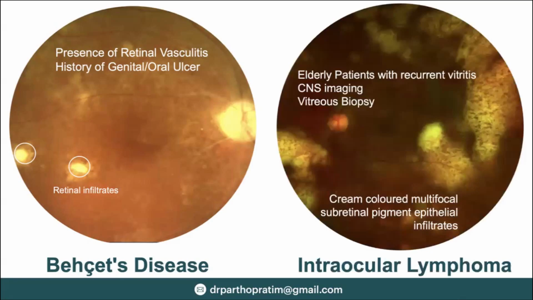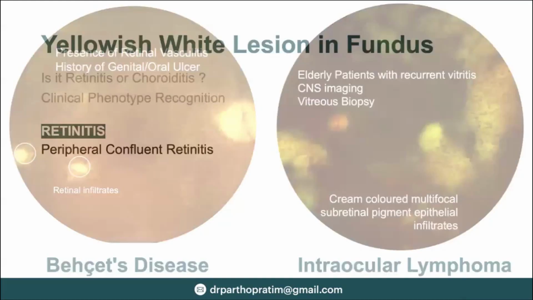Now, coming to another variety of this condition, intraocular lymphoma. In intraocular lymphoma, you can see cream-colored multifocal sub-retinal pigment epithelial infiltrates, and this can actually mimic a case of retinitis. This is very common in elderly patients, and they tend to have more recurrent vitritis. CNS imaging is common, and vitreous biopsy can actually be diagnostic.